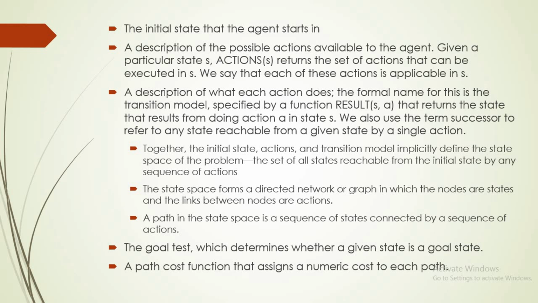Then a description of possible actions available to the agent given a particular state. The actions function returns the set of actions that can be executed in that state S. We say that each of these actions is applicable in S. For example, maybe we are faced with 3 different options to move from a particular city. So all the possible cities which we can end up in before reaching the goal, those are possible actions that we might have for the agent.